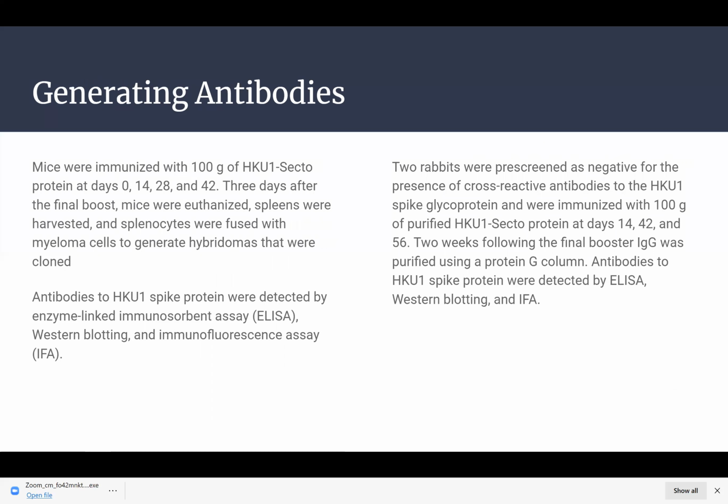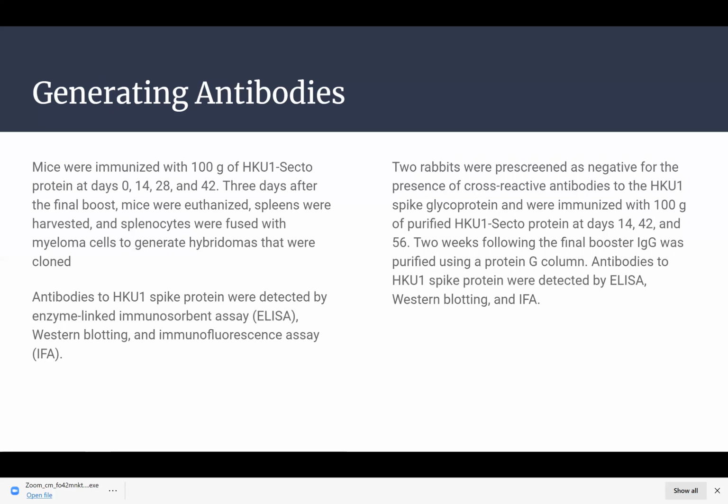So next up is generating antibodies. So of course, when you're studying a virus like this and you're studying the antibodies that go along with it, you need to make antibodies. So to make these antibodies, they immunized mice with 100 micrograms of the HKU1 ectodomain protein at days 0, 14, 28, and 42. Then 3 days after that, the mice were euthanized and their spleens were harvested. And then the splenocytes within the spleens were fused with myeloma cells to generate hybridomas that were cloned. So these cloned hybridomas were where you get your antibodies from.